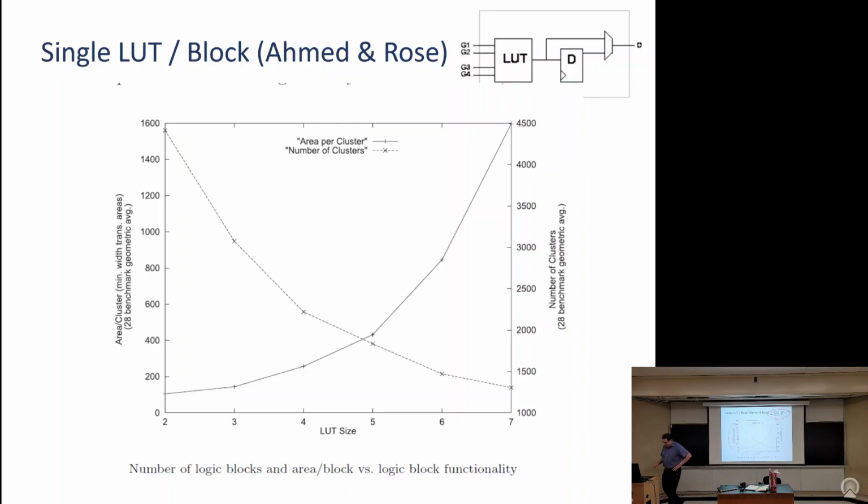And what this solid line is showing is area per cluster. And their cluster is really small. It's just a single LUT. And as they go from 2 LUTs to 7 LUTs, the area grows really fast.